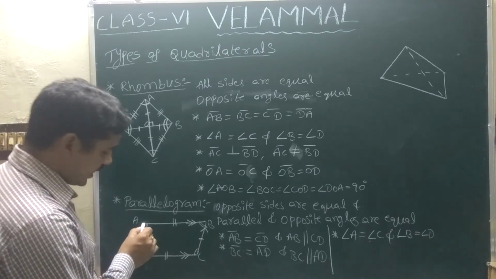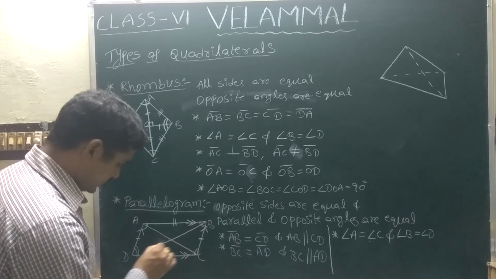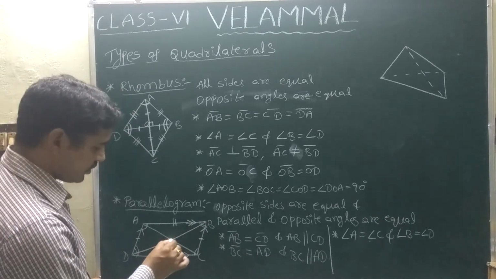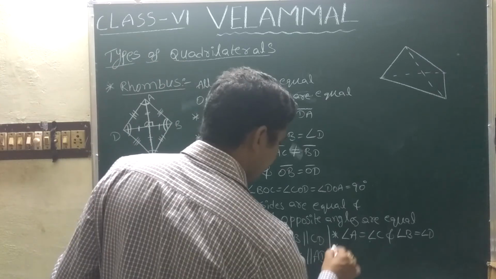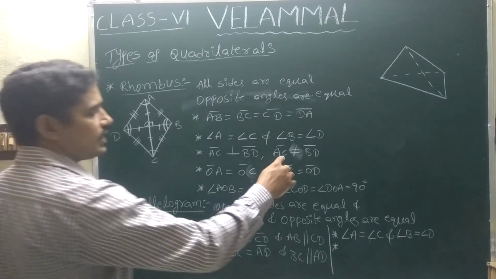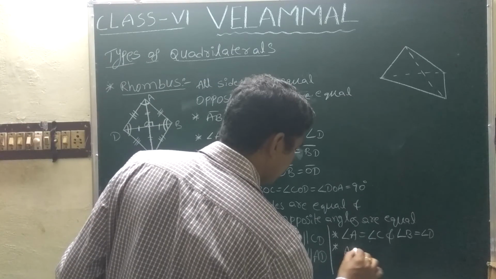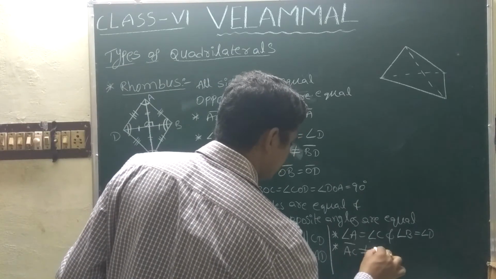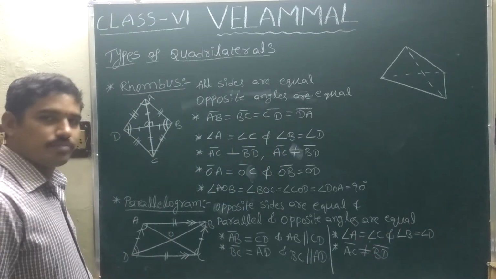Next, coming to the diagonals. These are the diagonals; we can say if we are taking this as O, now two diagonals we formed. In all the diagonals, what we said here, diagonals are not equal. Here also diagonals are not equal. AC is not equal to BD.